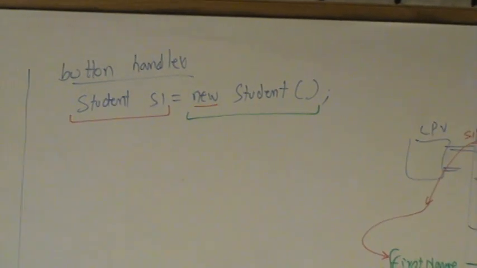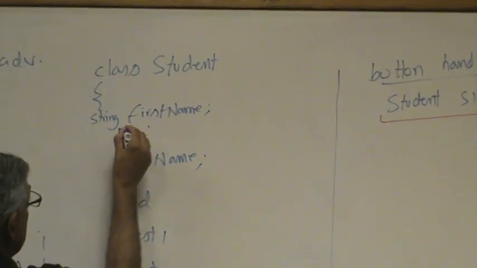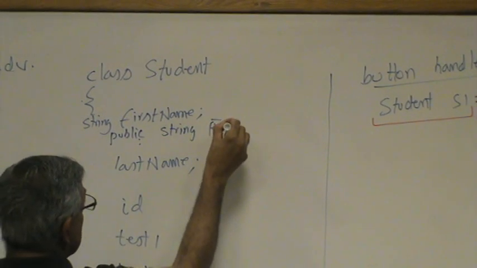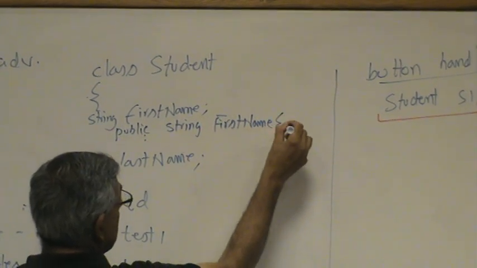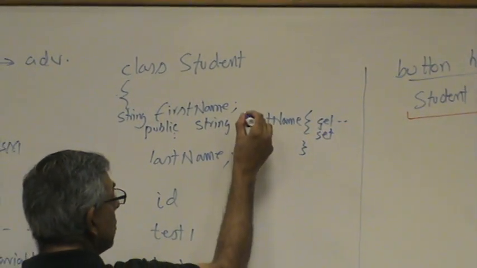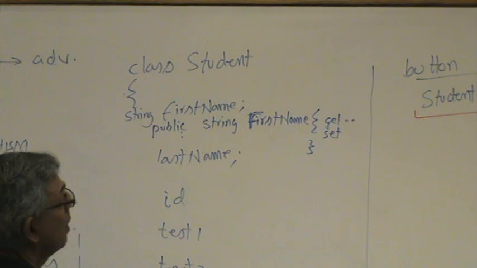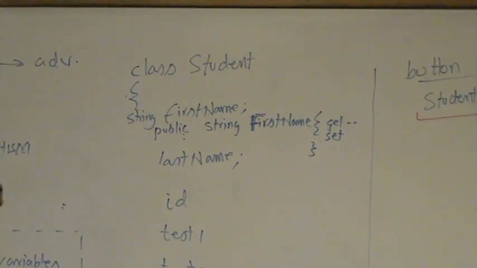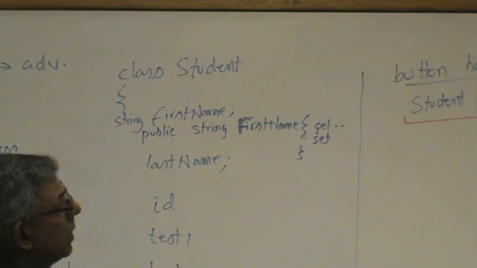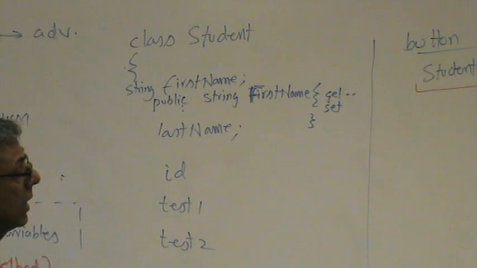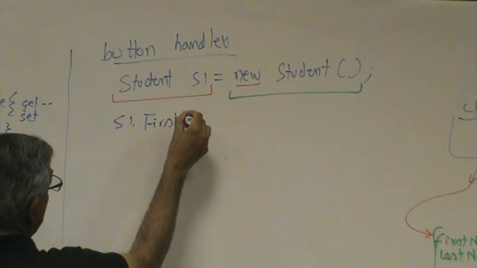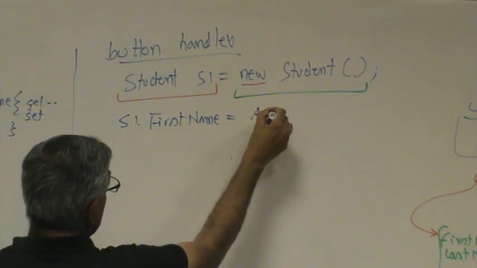Okay, now what if we wanted to store some data? Remember, for each private field we have created a public string, first name, and there's a get in it, there's a set in it. Once again, anytime we use the variable with the capital letter, that's basically a wrapper for a get function and a set function, okay? Now what if we wanted to initialize the first name, let's say to Adam? What will we do? S1 dot first name equal to Adam.